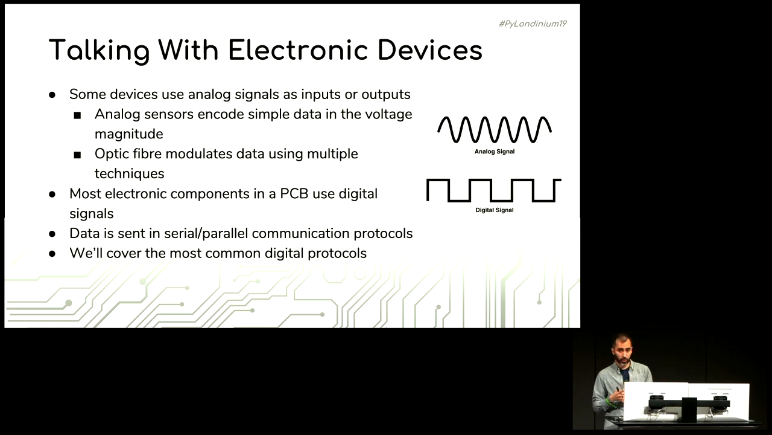With something like a temperature sensor, it has a voltage output. If the temperature goes higher, the voltage goes higher. And if the temperature goes low, the voltage goes low. We can read that voltage and interpret that inside the microcontroller. But these days, most electronic devices, especially inside a PCB or a motherboard, communicate using digital signals. In this case, when the voltage is low, it means a 0. And when the voltage is high, it means a 1. And you can send data that way.